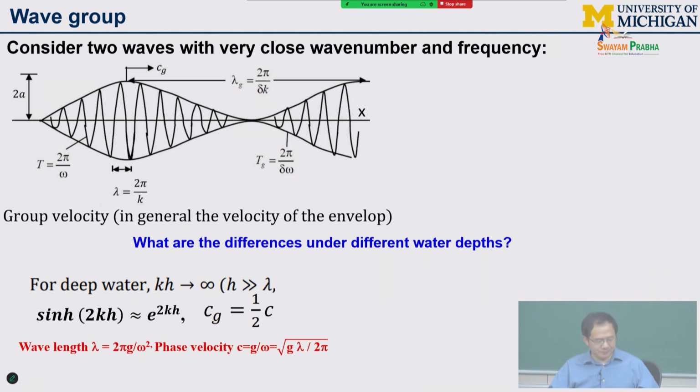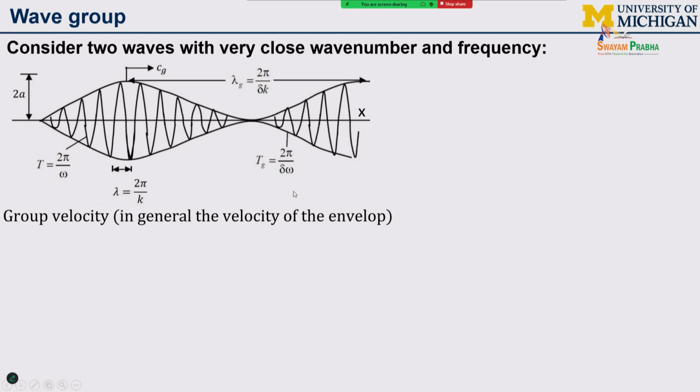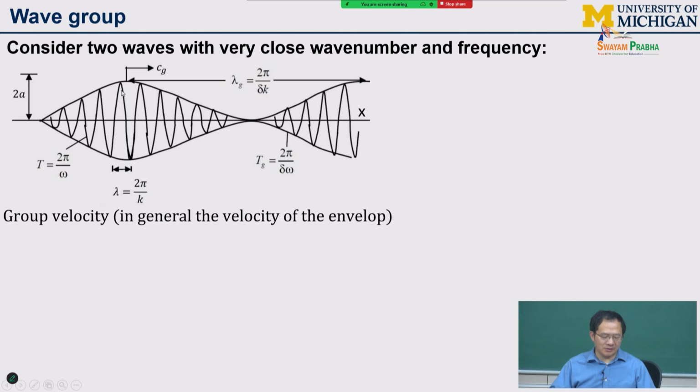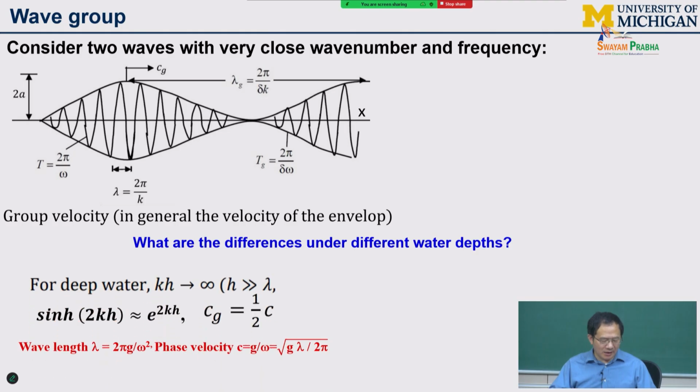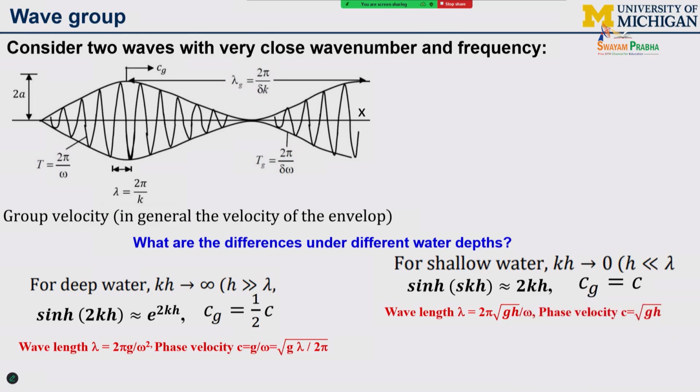Okay, let me say it that way. We already showed that there's an envelope, and within this envelope, water moves up and down, right? One is group, another is phase. If you have different water depths, the two are different. For deep water, the group velocity is half of the phase velocity. For shallow water, the group velocity and phase velocity are the same.